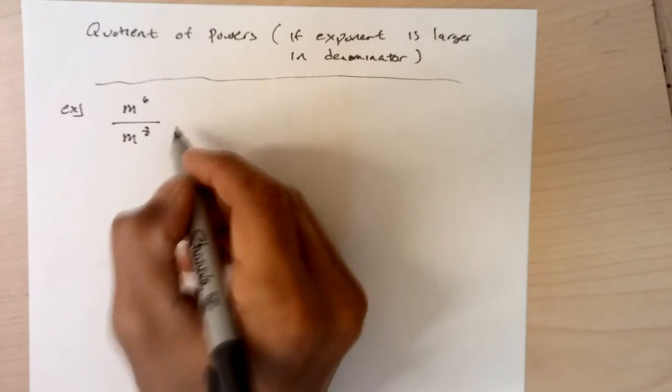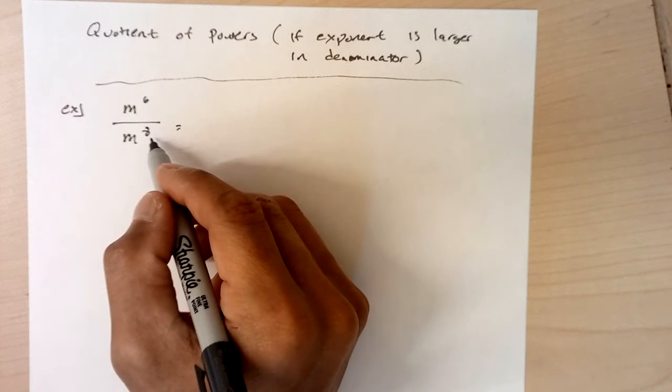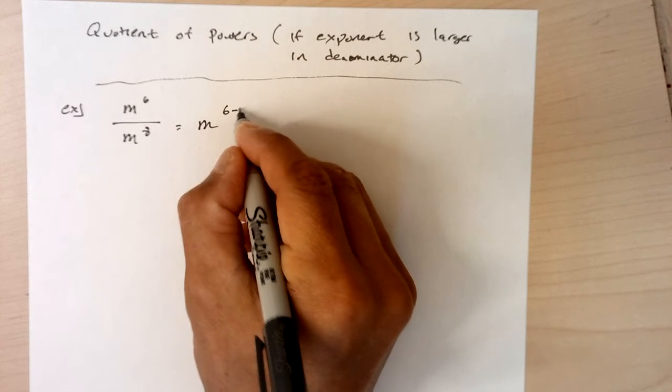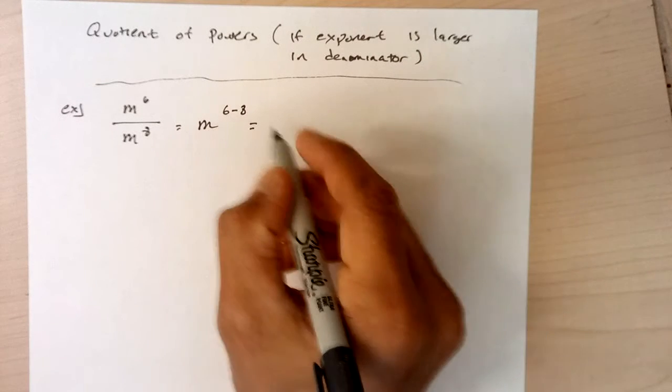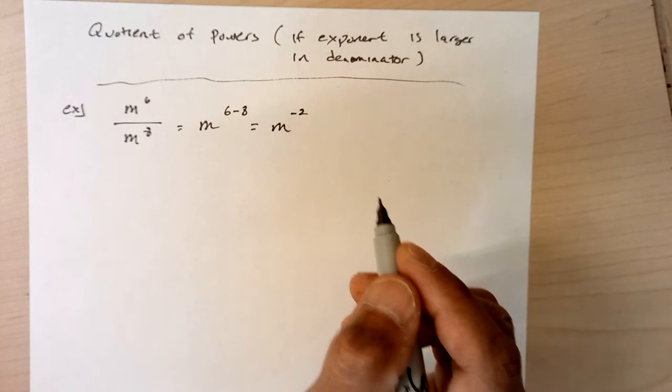I could still apply the rule, subtract the exponents. I would subtract the denominator from the numerator. So I can go like this, m to the 6 minus 8. And then if I subtract 8 from 6, it's m to the negative second power. Still can't leave it like that.